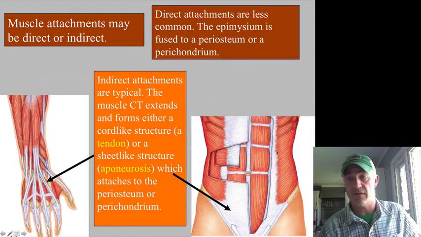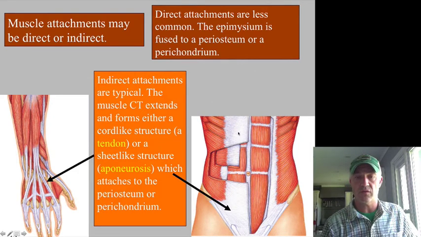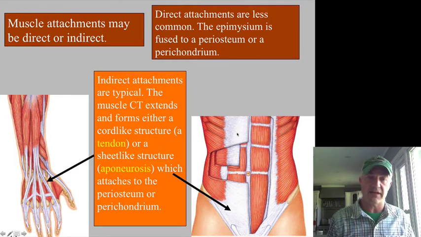You can see that right here. This would be an aponeurosis, so would this one right here, and the same with this one right here. These are big bands of connective tissue.